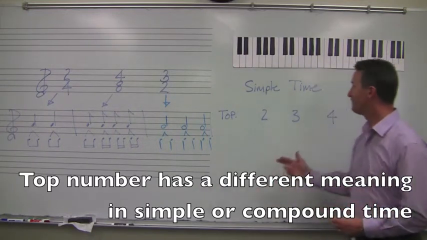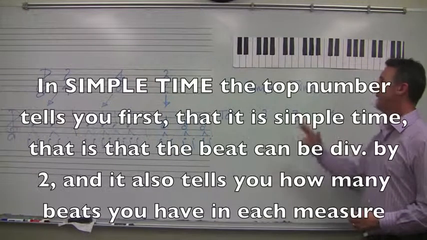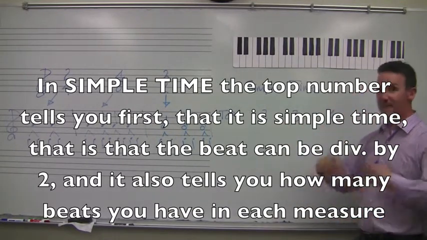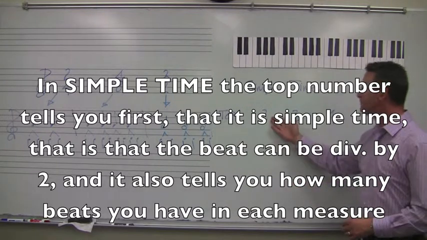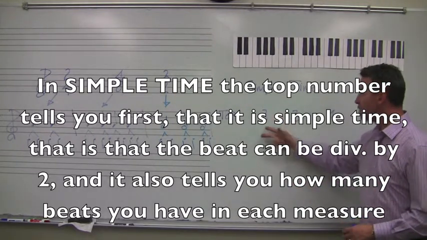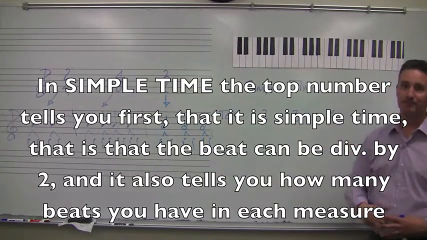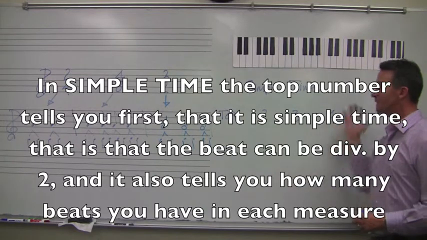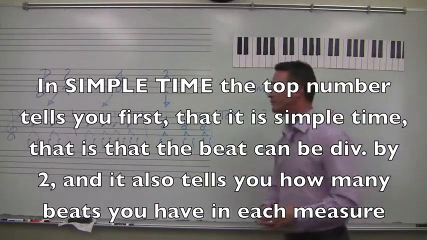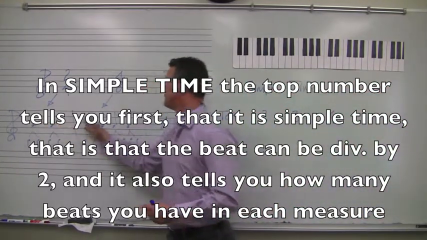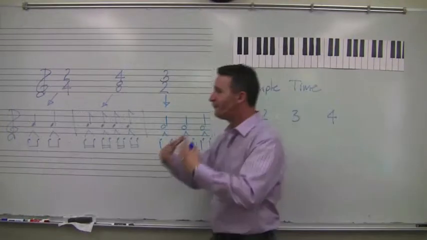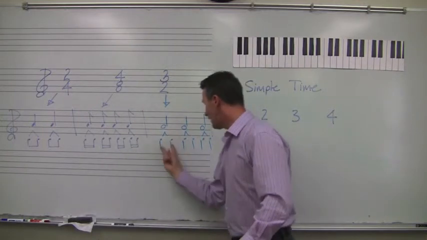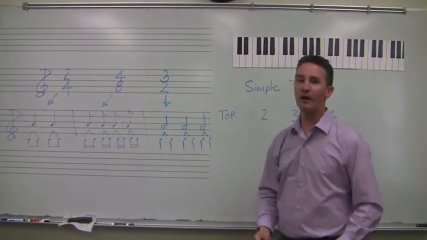And in simple time, it is a 2, 3, or 4, and it is telling you that you have 2, 3, or 4 beats in the measure, and that those beats are whatever the note value is that's underneath them. That's what it's telling you. And because it's simple time, the time signature is also telling you that behind each of the beats, you will feel a sense of a division into 2 equal parts. Each beat will divide into 2 equal parts.